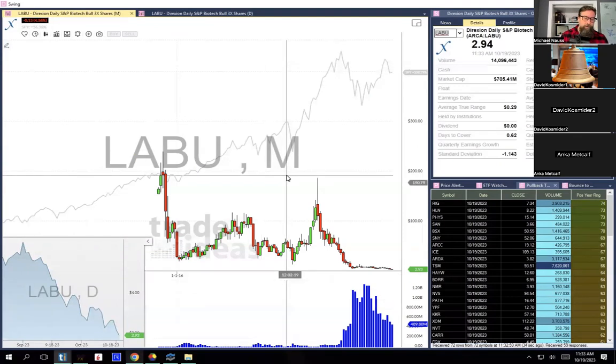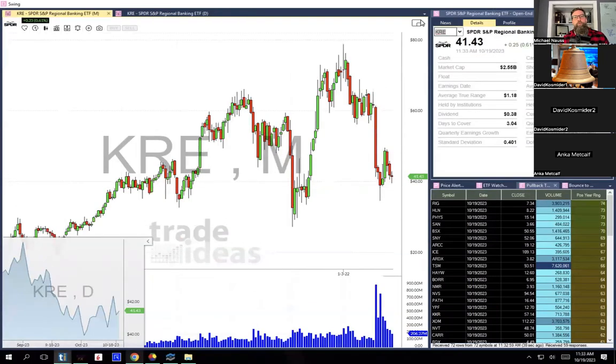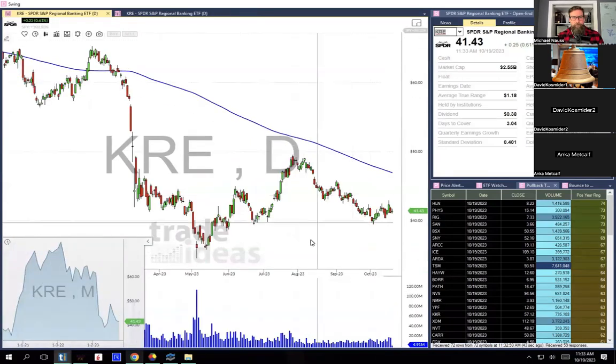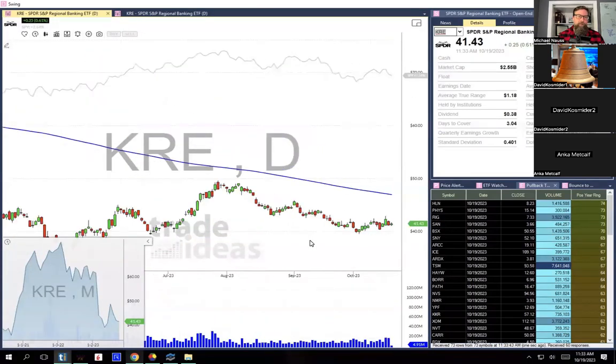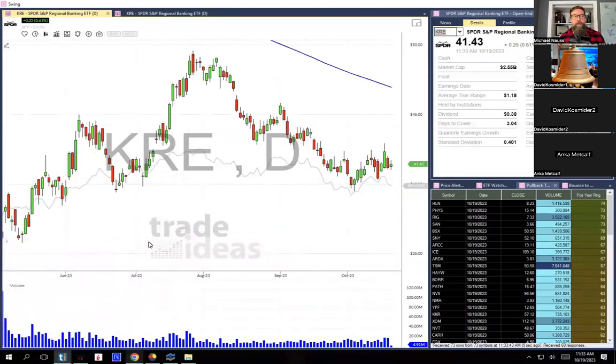So that's why I'm going to look at KRE, because DPST is a 3 times index of KRE. It always makes sense to do your analysis on the real security, and then if you want to, buy the leveraged one. So if you think KRE is going to go up, then DPST is going to go up 3 times more. I hope that makes sense.